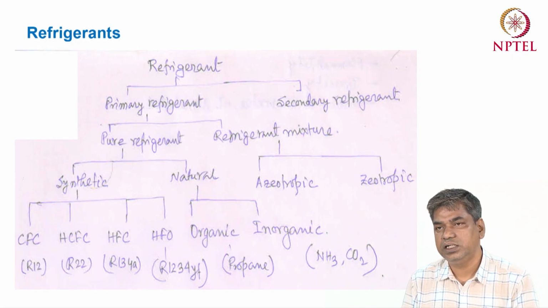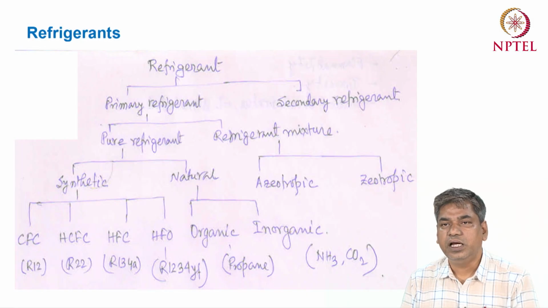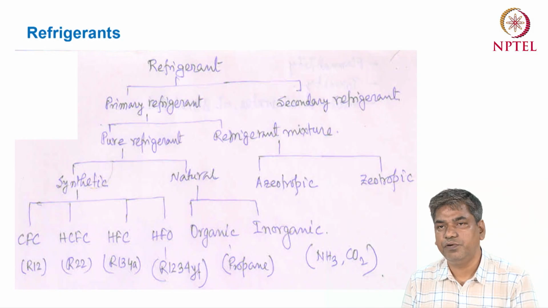Then the natural refrigerant may be an organic refrigerant or an inorganic refrigerant. Examples of inorganic refrigerants are ammonia, carbon dioxide, sulfur dioxide, and water. Organic refrigerant is basically an organic compound, and this may be a saturated or unsaturated organic compound. Examples are propane and isobutane. These are the organic refrigerants.